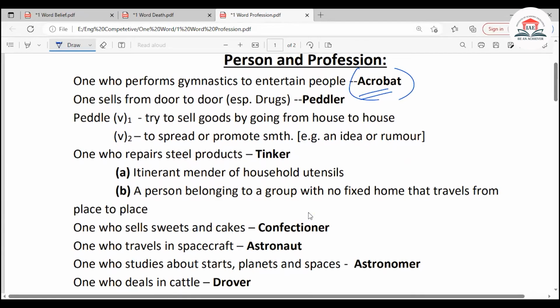Acrobat. Acrobat means what? One who performs gymnastics or gymnastic activity, especially for the purpose of entertaining people. मनोरंजन करने के लिए जो ये एक्रोबैटिक का खेल दिखाते हैं उसको हम कहते हैं, राइट, पेडलर. The best word is ped.